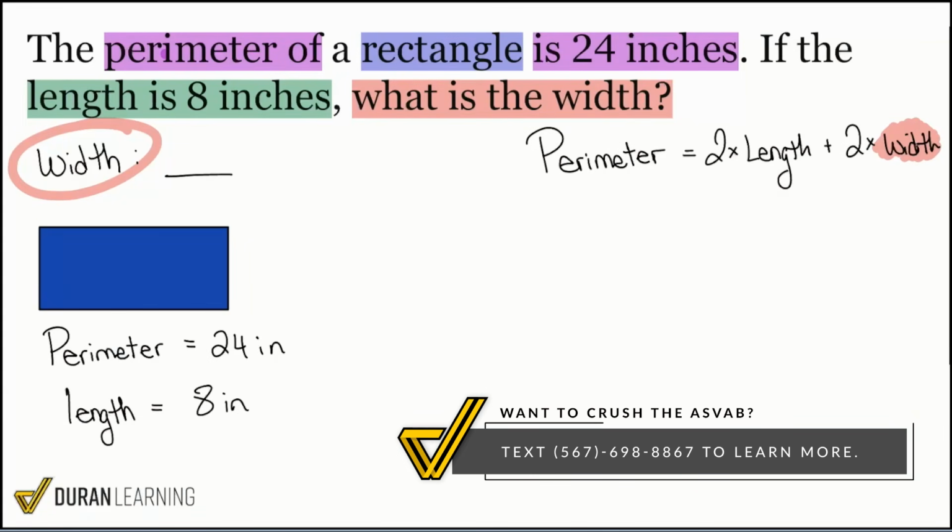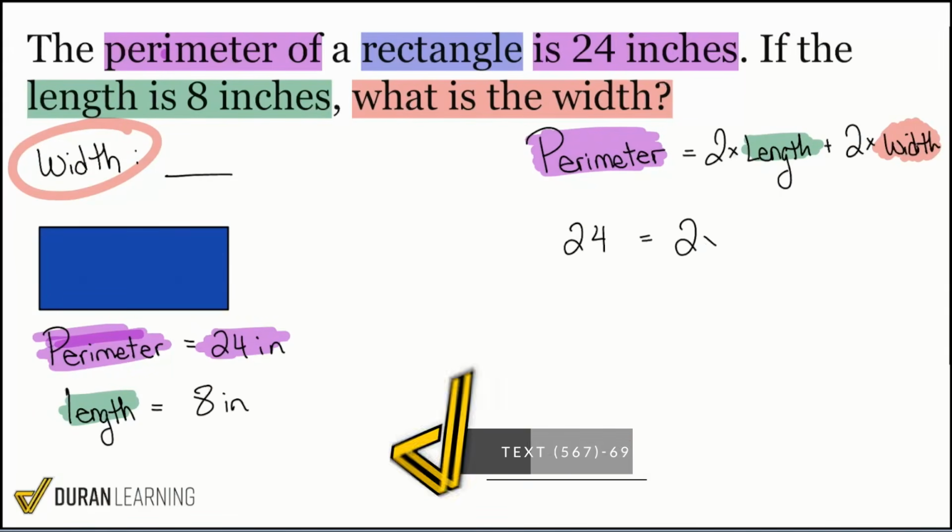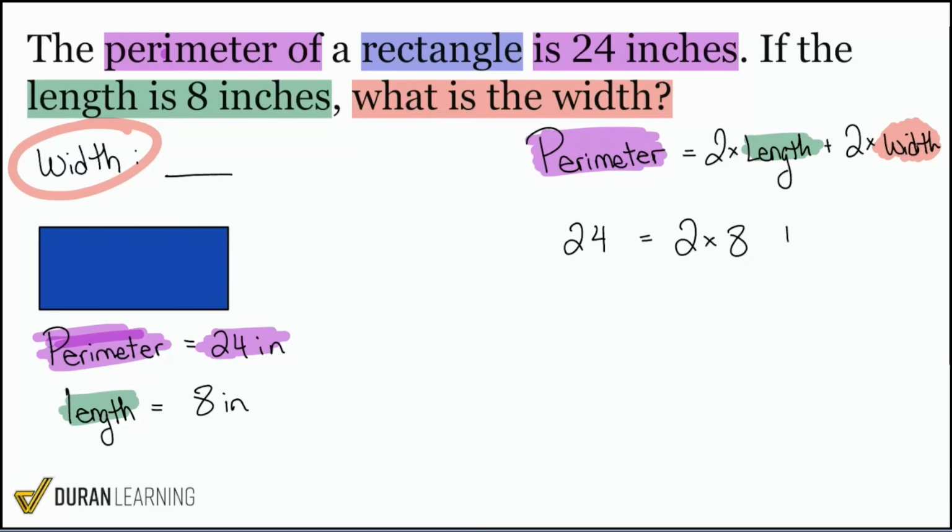I know what my perimeter is. My perimeter is 24 inches. So I'm going to replace the perimeter with 24. I also know my length, and I'm going to replace that length with the 8 inches that I have. So here it's going to be 2 times 8 plus everything else that we still have: 2 times the width.